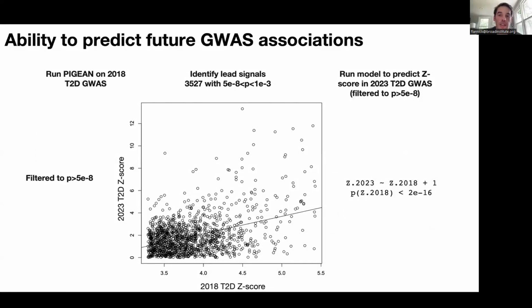One final question, this gets at the question that asks, can you use this to support genes that are not genome-wide significant?